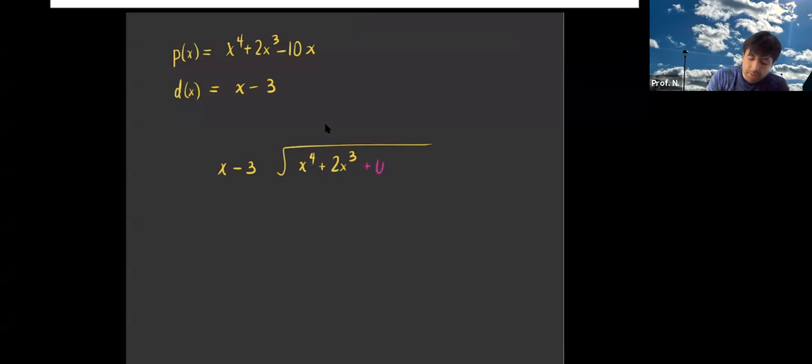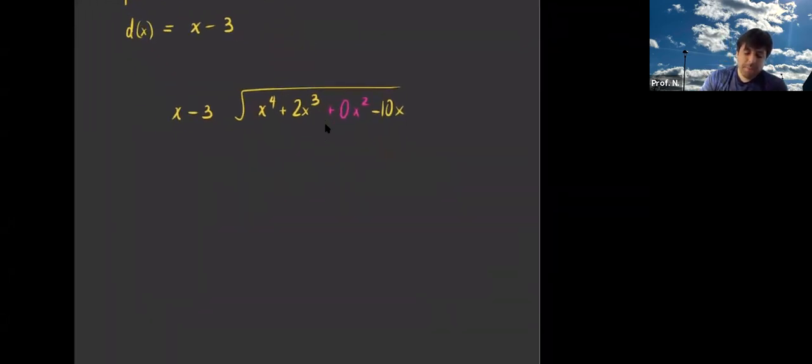And I'm going to add that placeholder, 0x squared minus 10x, because it's in between here. It's lost in between the terms. And I'm going to continue with the polynomial long division, right? So I'm going to ask myself what multiplies to x to give me x to the 4th, and it's x cubed. And then I'm going to repeat x cubed times x is x to the 4th. X cubed times negative 3 is negative 3x cubed.